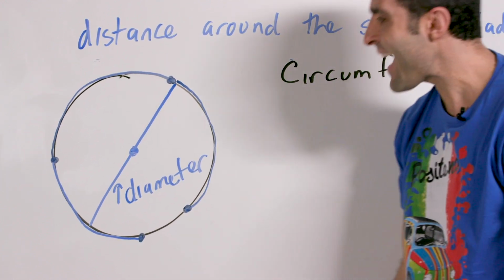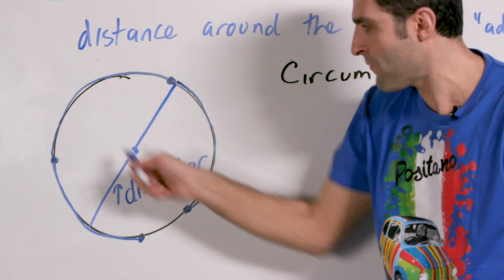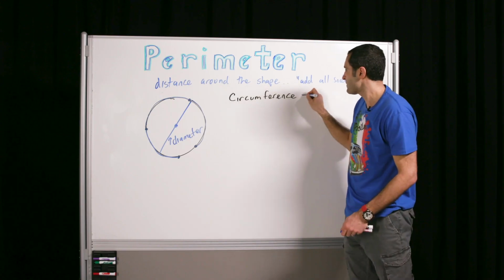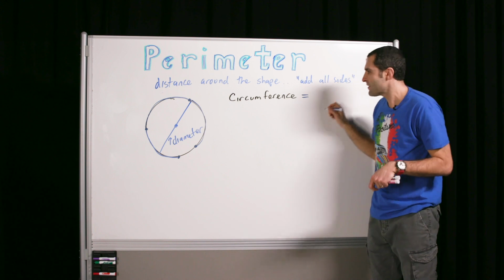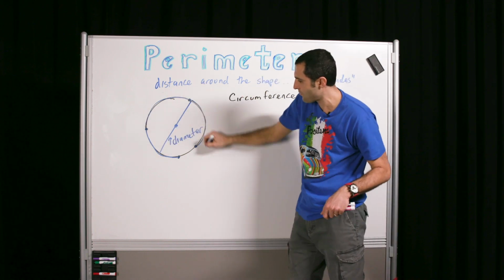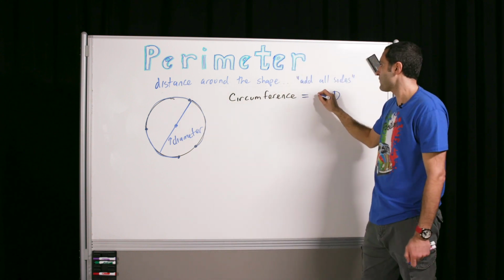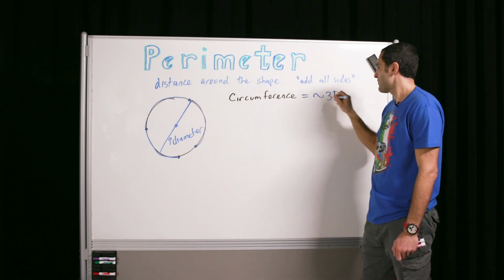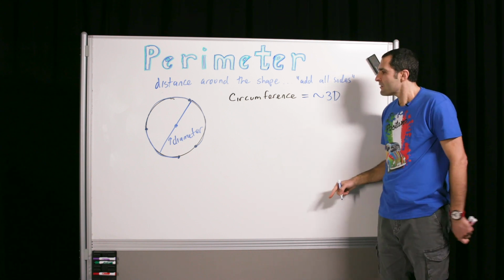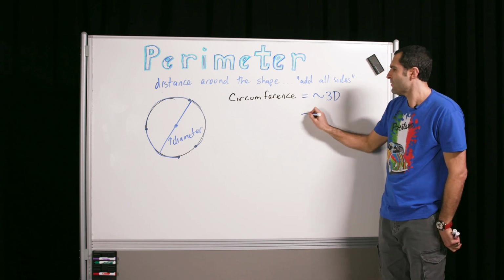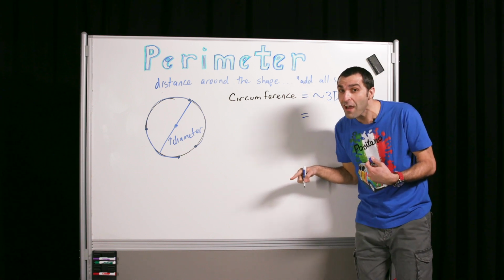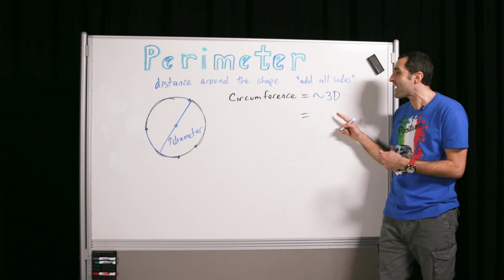So it turns out that if I want to get the circumference of the circle, all I need to do is take that diameter and multiply it by 1, 2, 3, and a little more. Roughly 3 diameters would be the circumference of a circle, but it's actually more than 3. It's about 3.14, if you've heard of that number.